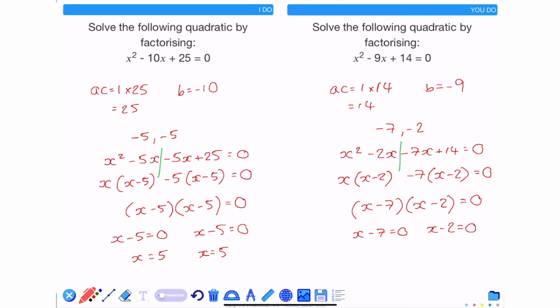With x minus 7 is equal to 0, adding 7 to both sides leads to x is equal to 7, and on the right hand side, adding 2 to both sides gives x is equal to 2. So for the original quadratic x squared minus 9x plus 14 to equal 0, either x will equal 2 or x will equal 7.